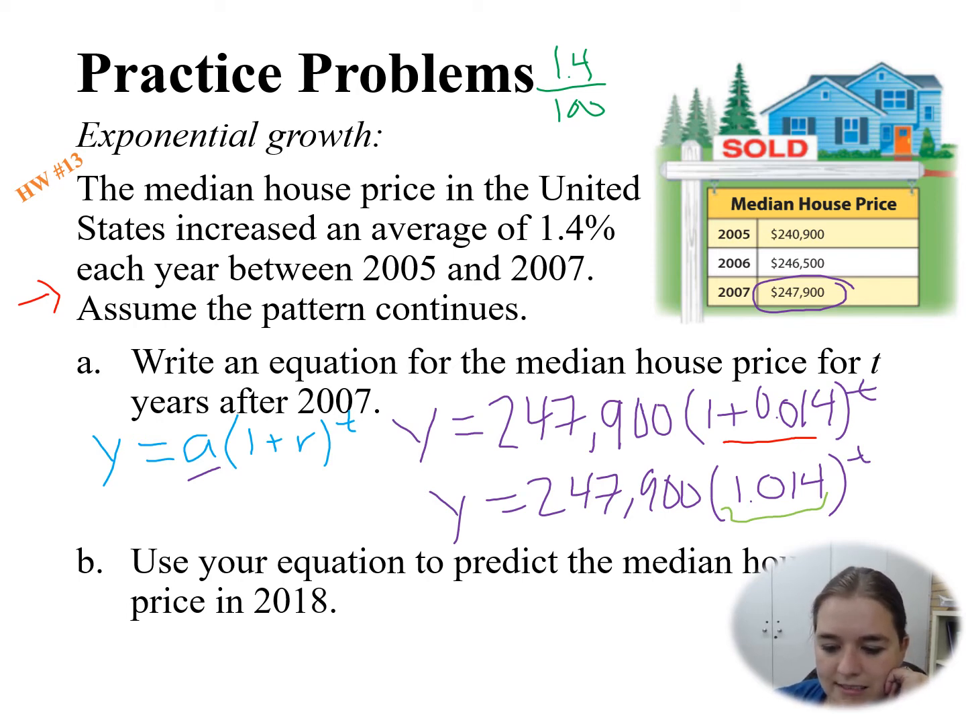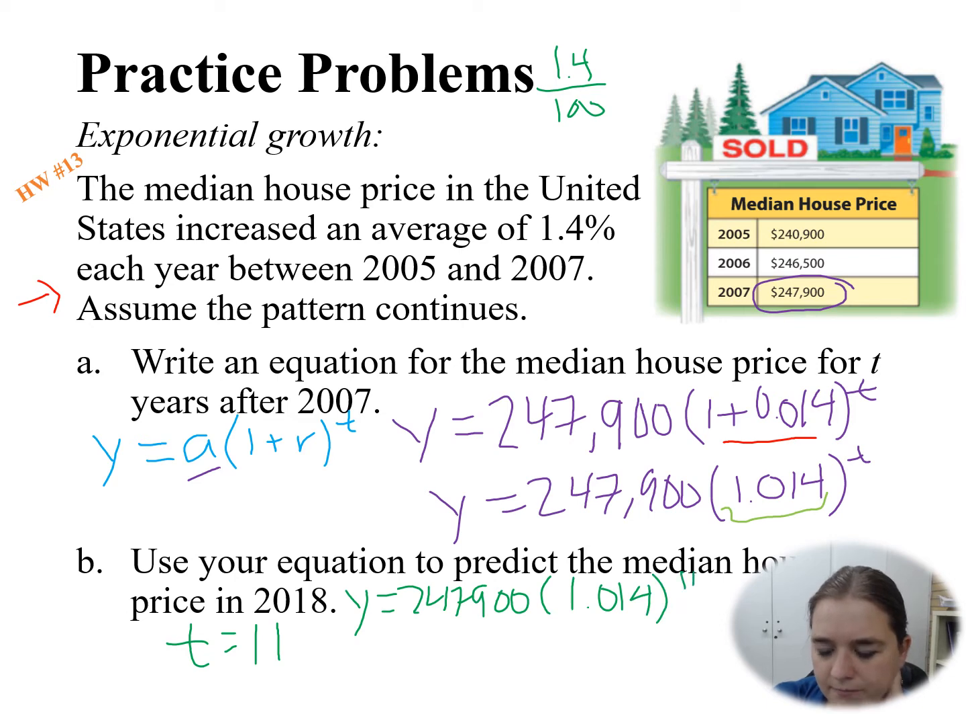Well, 2018 is going to be 11 years after 2007. So I want to know 11 years later, what value do I have? So I'm going to take my equation and plug in a value of t equals 11. So I get y equals 247,900 multiplied by 1.014 to the power of 11. And I can type that in on my calculator.